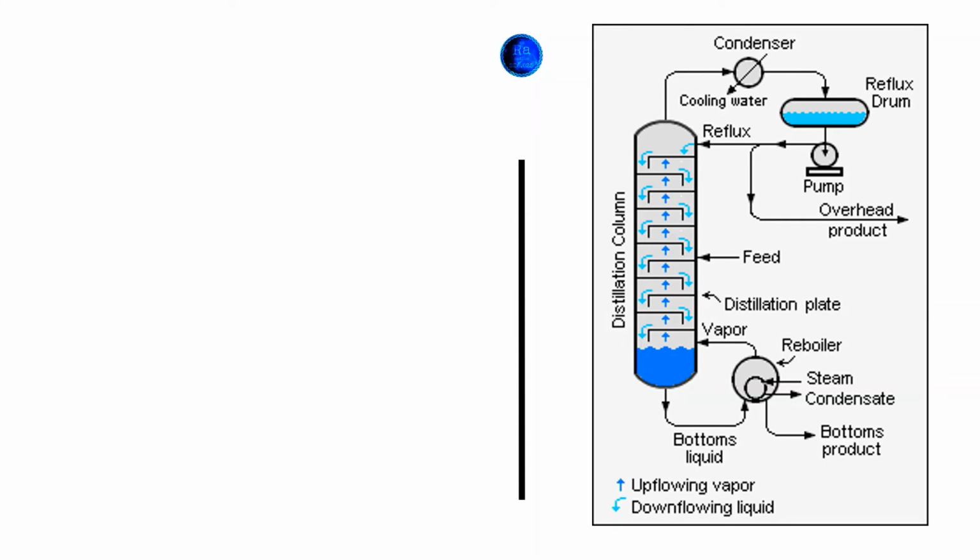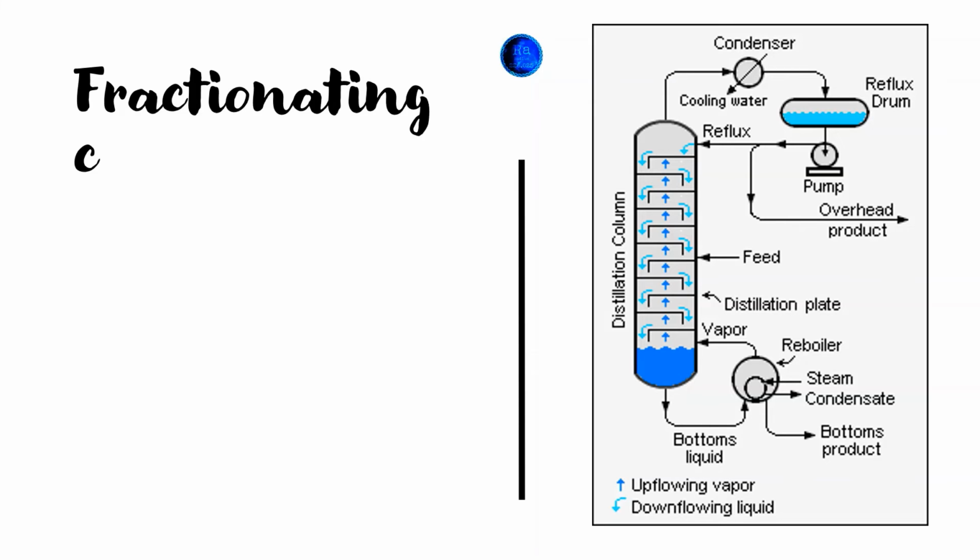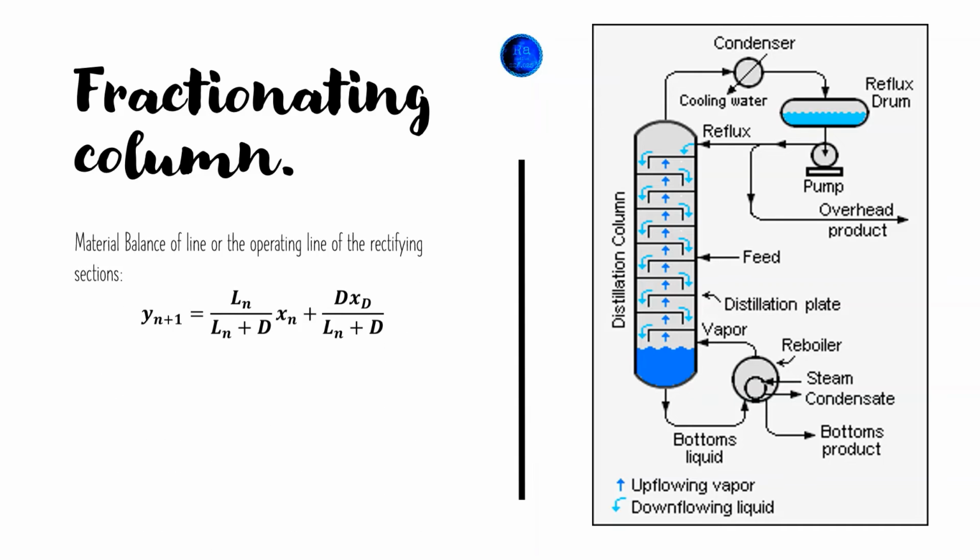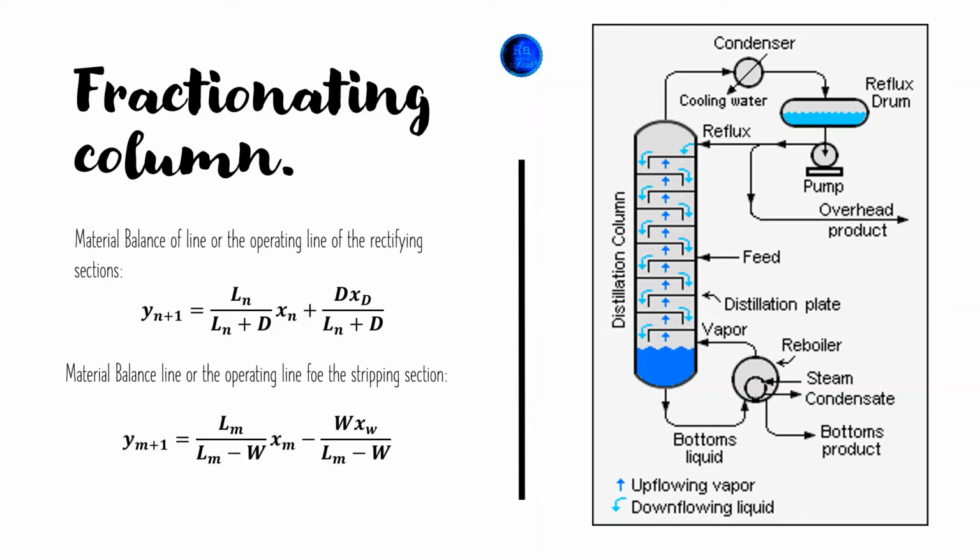The section above the feed plate or tray is called the rectifying section, wherein the vapor is washed to remove the less volatile component with the liquid returned to the column from the top, known as reflux. The portion below the feed plate, including the feed plate, is called the stripping section, wherein the liquid is stripped off more volatile component by rising vapor. Perforated trays are nothing but gas-liquid contacting devices on which gas, vapor and liquid are brought into intimate contact for mass transfer to occur. Vapors are generated in a reboiler and are fed to the bottom of the column. The liquid removed from the fractionator, rich in the less volatile component, is called the bottoms product.